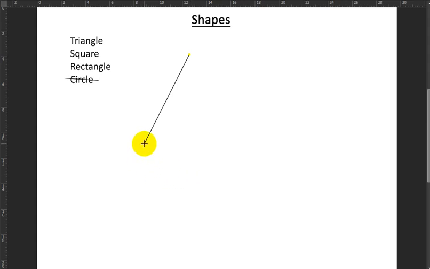I could make a triangle that's really, really tiny. Like a triangle like this. And it's really, really close to where we started the shape. Again, all I have to do is just make another line that goes to the beginning of the shape. There we go. That's a triangle.